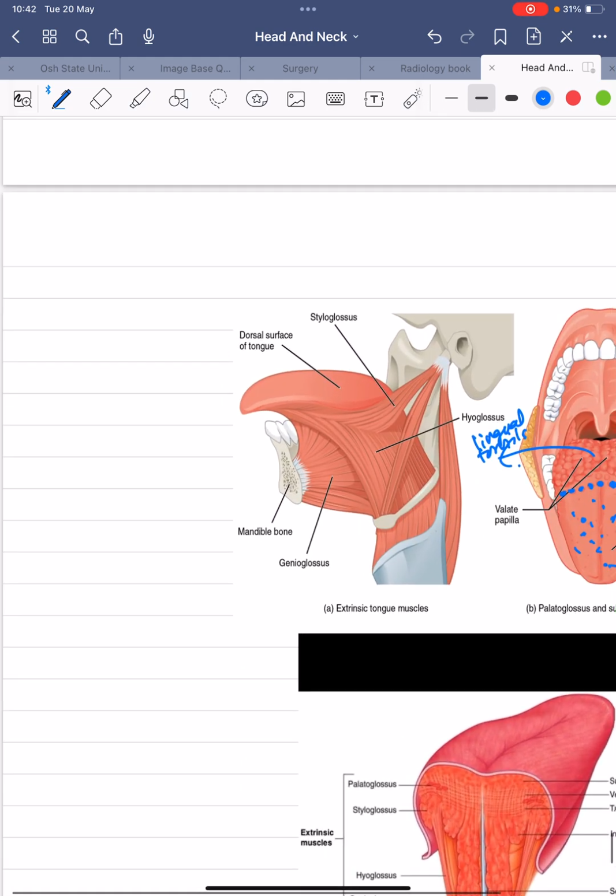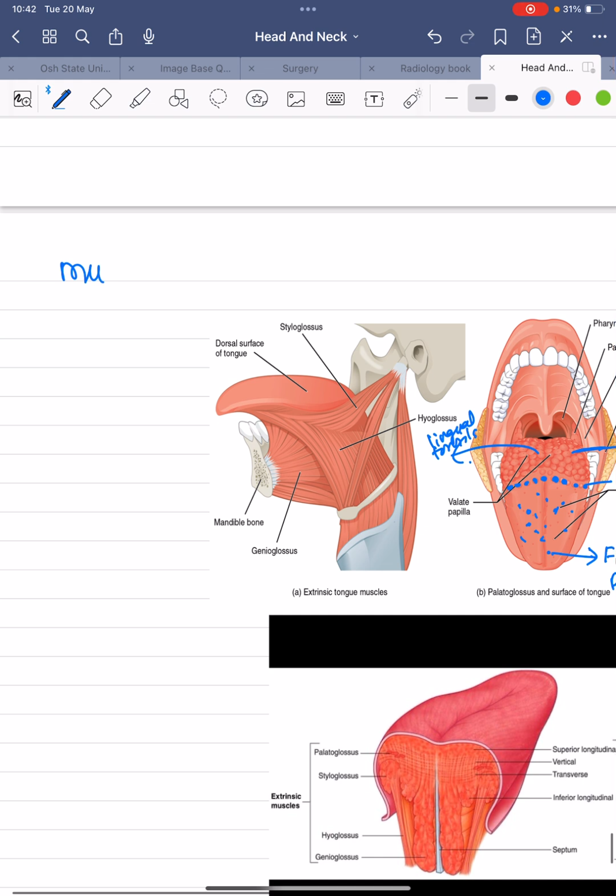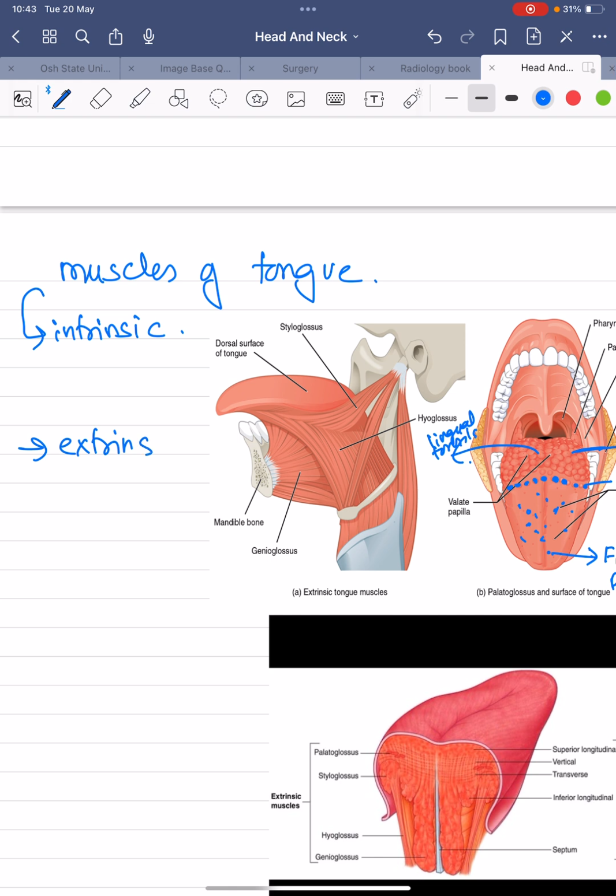Now coming back to the muscles of the tongue. Muscles of the tongue are very important. Please remember, muscles of the tongue are divided into the intrinsic muscles and the extrinsic muscles. Intrinsic muscles of the tongue, as the name itself suggests, are confined to the tongue, and they are not attached to any bones.